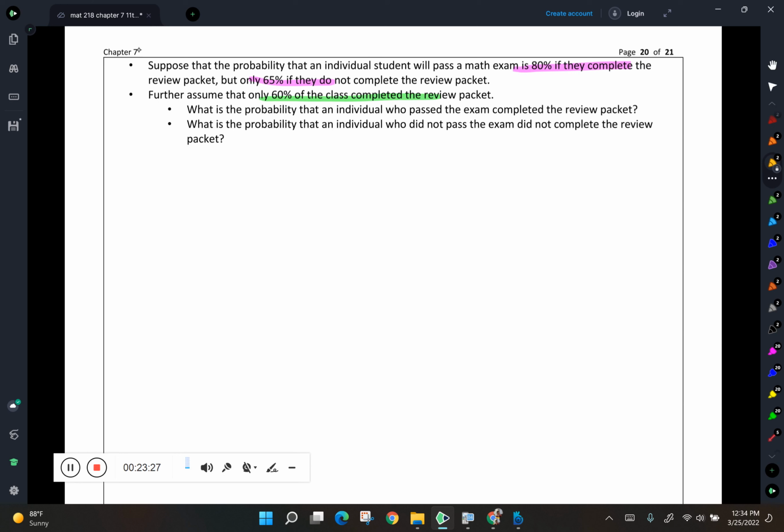All right, so first things first, I'm going to draw my tree diagram. Okay? And I have review packet and did not complete the review packet.